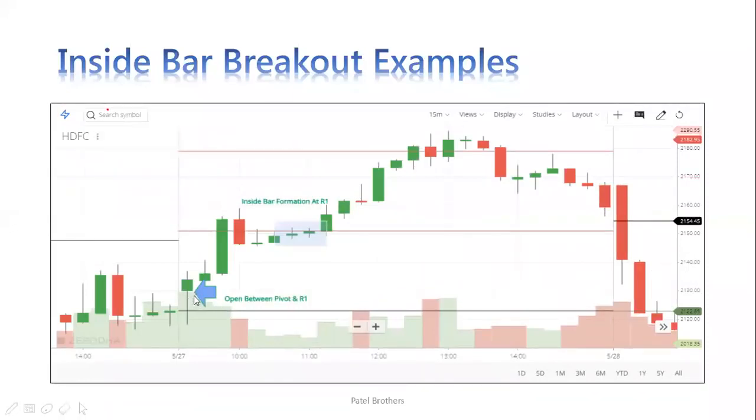Suppose this is the open between pivot and R1. Here there is an inside bar. This is the last candle which is inside the first candle. We'll place a buy stop order above the high of this candle, with the stop loss at the low of this candle. In case of very small stop losses, if both the candles are very similar with no much difference, always use the main candle, the first candle.